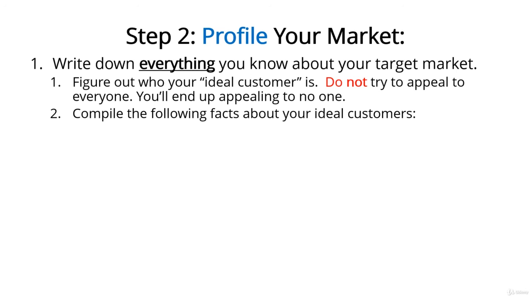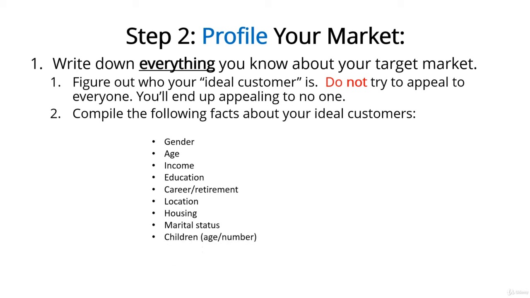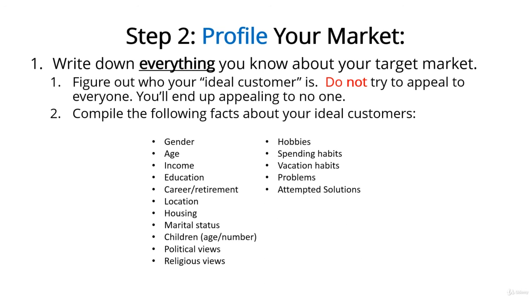So use the data you've collected to create a snapshot of your ideal customer, then write down everything you know about this person, including gender, age, income, highest education level obtained, career information, where they live, housing situation, marital status, children, political views, religious views, hobbies, percentage of income spent on hobbies, where they go on vacation, their problems, what sorts of solutions they've tried, their desires, how they access the internet, how or if they use smartphones, other technology they use, what sort of social media they use and how often.